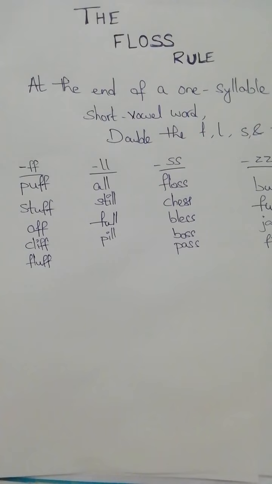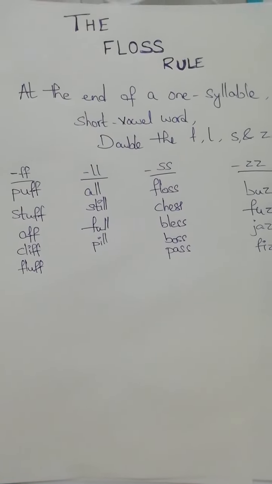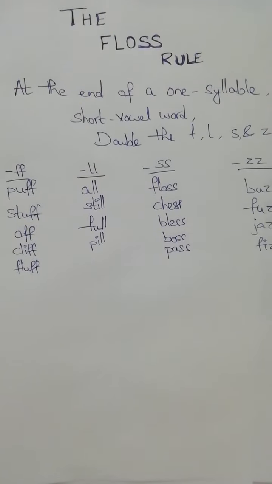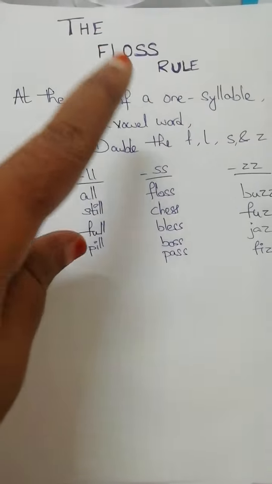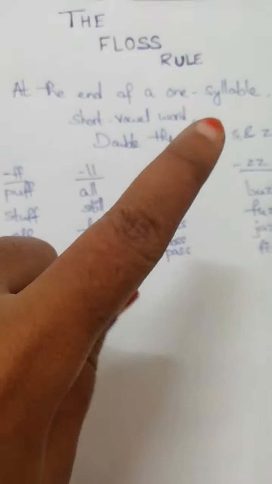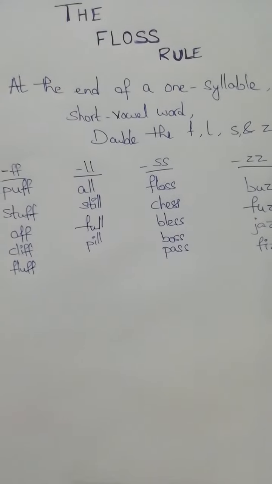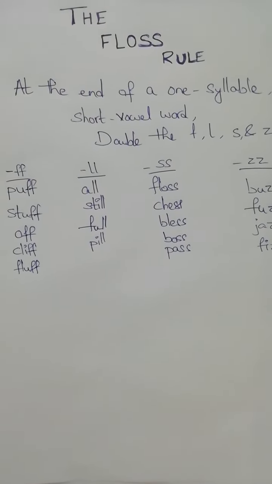Today's topic is the floss rule. What is the floss rule first? At the end of a one syllable short vowel word, double the consonants F, L, S, and Z.